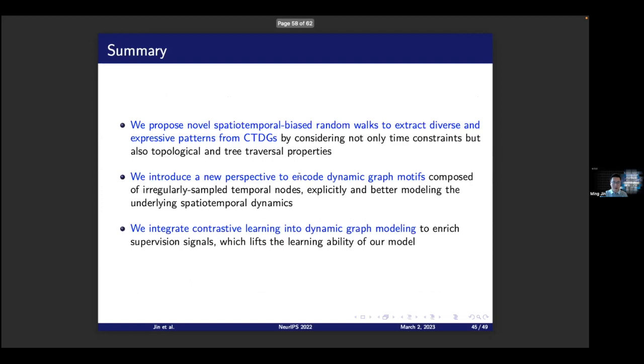And here's the summary of what we did in this work. Firstly, we proposed novel spatial temporal biased sampling strategies to extract the patterns from the continuous time dynamic graph. Then we introduced a new perspective to encode such patterns, followed by a contrastive learning-based objective, to train the entire model in a self-supervised manner without using any labeling information. We don't have such labels in many dynamic graph datasets anyway.